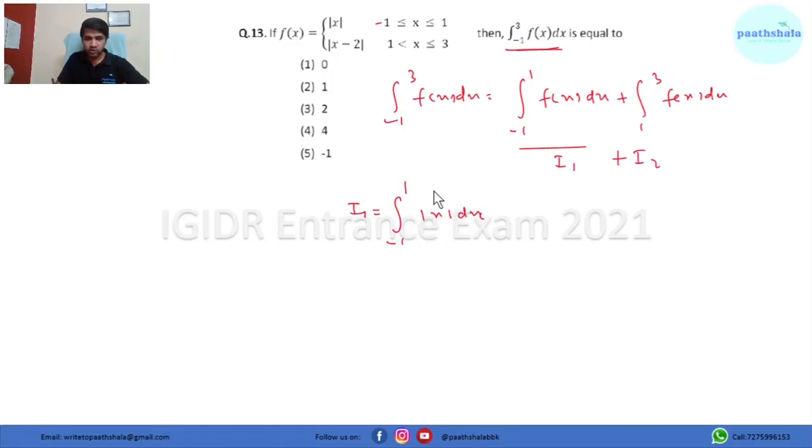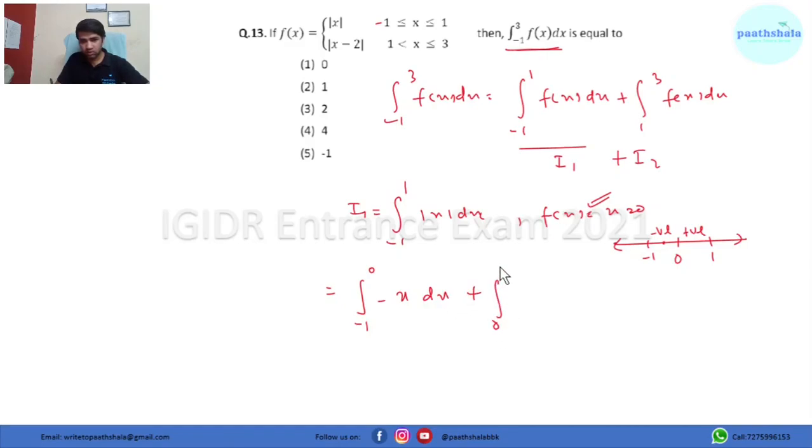I've always told you, in order to solve the mod function, first assess the nature of the function. So here f(x) is x. If you equate it to 0, you will get x equals 0. Draw a number line. Here mark the value 0 and check the nature of the function in the desired range, that is -1 to 1. Suppose I take a value in this range, let's say -0.5, the function will show negative nature, and in this range it will show positive nature. So this will get split as -1 to 0, where it is negative, -x dx, plus the next range 0 to 1, where the function is positive, x dx.